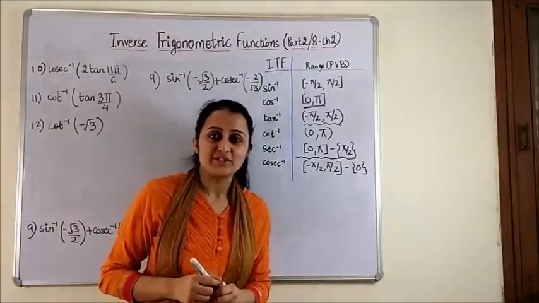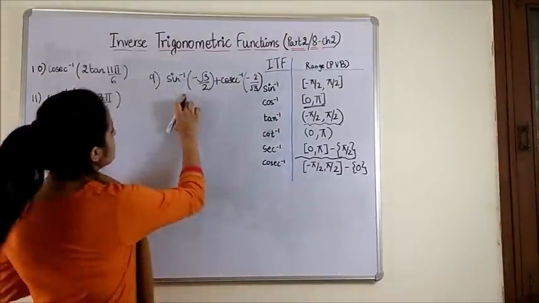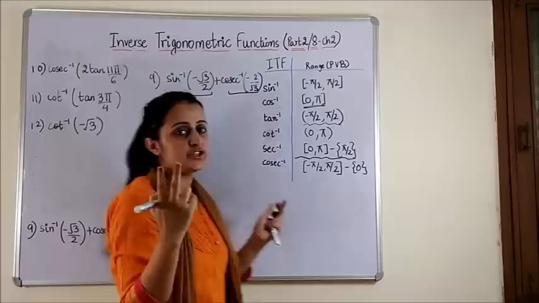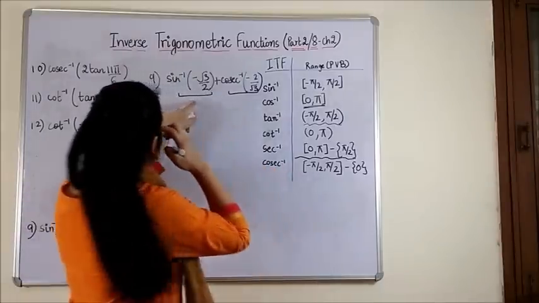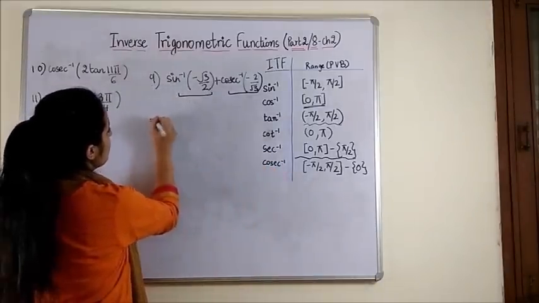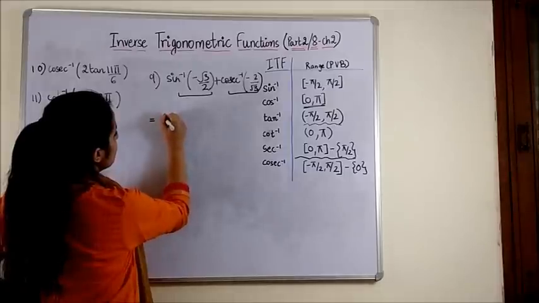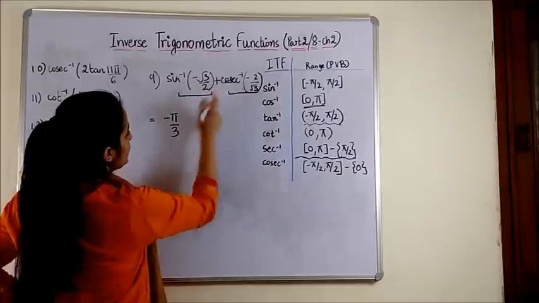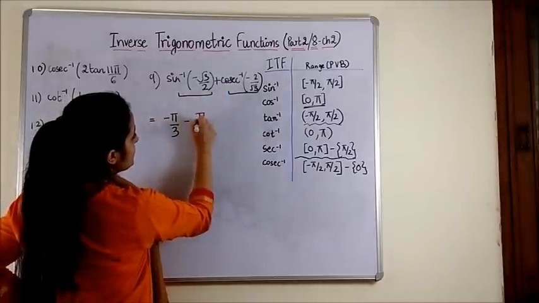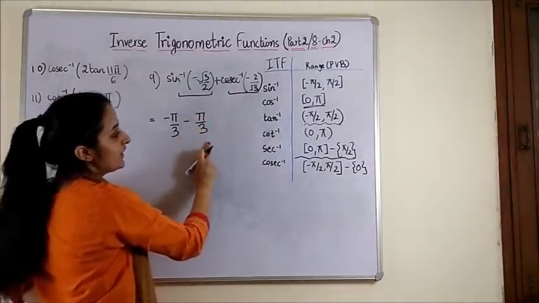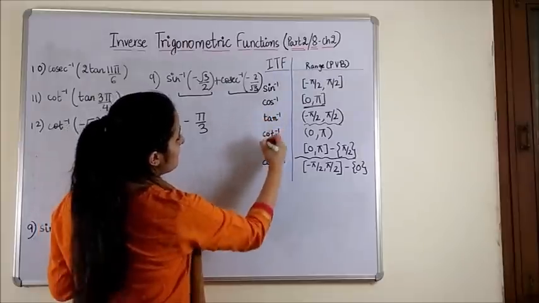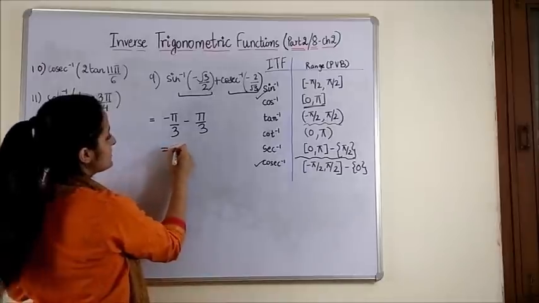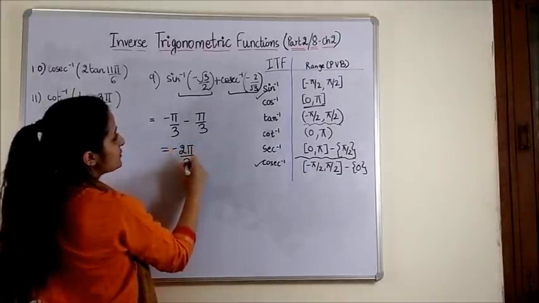Have a look at question 9. So it's just two questions clubbed together. Sine inverse of minus root 3 by 2 would give us the answer as minus pi by 3. And likewise, this would give us the answer minus pi by 3. Both of them lie in their PVBs respectively. So the answer is just minus 2 pi by 3.